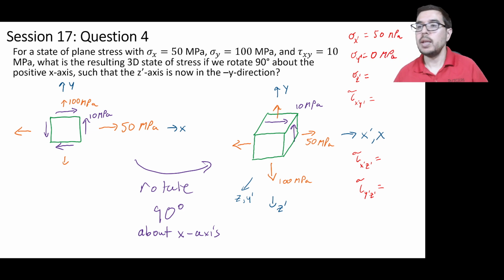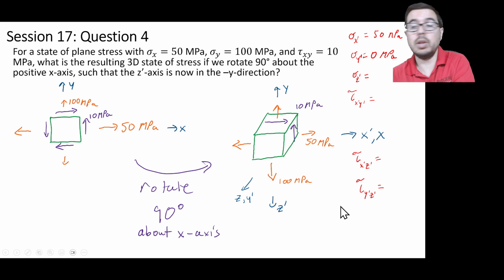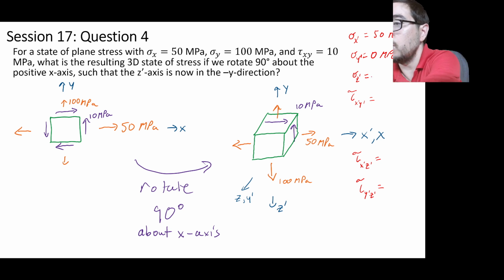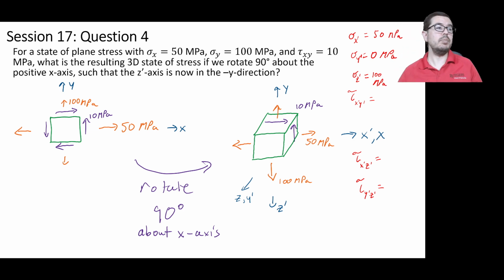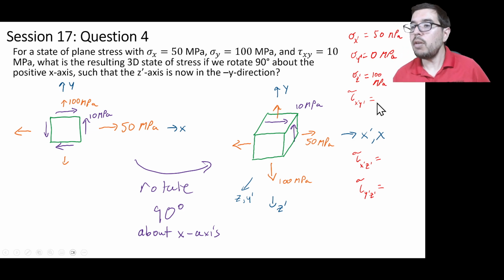Sigma z prime: sigma z was originally coming out of this front face, but now it's coming out of the bottom, and z prime has aligned with it the 100 megapascals. So we can go ahead and write that that's going to be 100 megapascals.